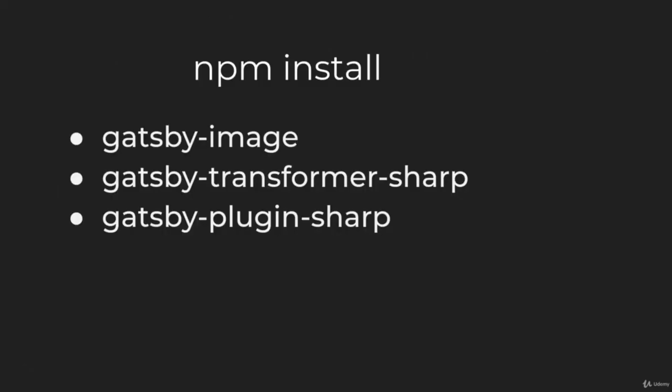We need three plugins and packages for this to work. We need a package called Gatsby Image, Gatsby Transformer Sharp, and Gatsby Plugin Sharp. With the help of these plugins, we can start using Gatsby Image in our project.